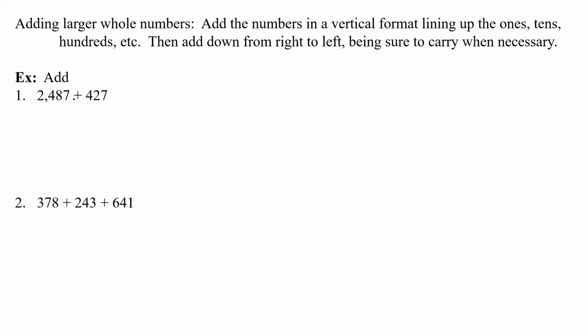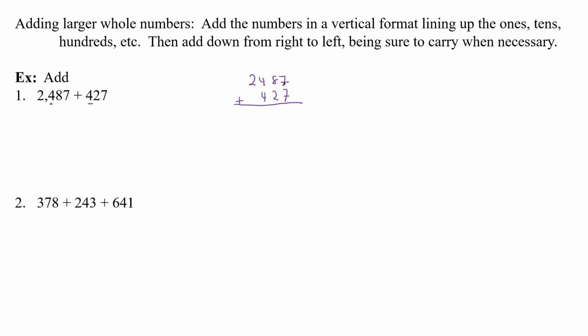So I'm going to rewrite this in vertical format. I'm going to write the 2487 first, then 427 below that, and the 4 is in the hundreds, and that 4 is in the hundreds. So the 427 has to line up in this fashion. The 7s are both in the 1s, the 8 and 2 are both in the 10s, the 4s are in the hundreds, and the 2 is in the thousands.